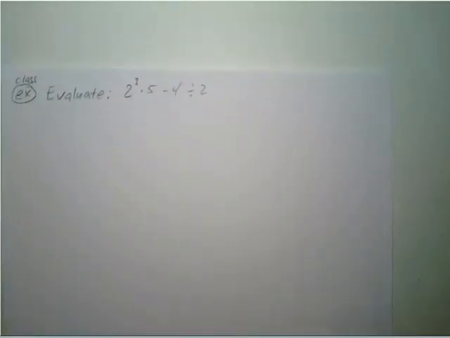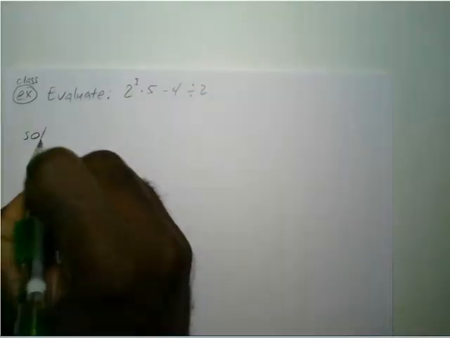Okay, so what if we wanted to evaluate 2 to the third power times 5 minus 4 divided by 2? Now, using PEMDAS, I want you to go ahead and press pause and try this one on your own before I solve it. All right, so I'm assuming you've pressed pause and worked this one out. So let's go ahead and verify your answer.